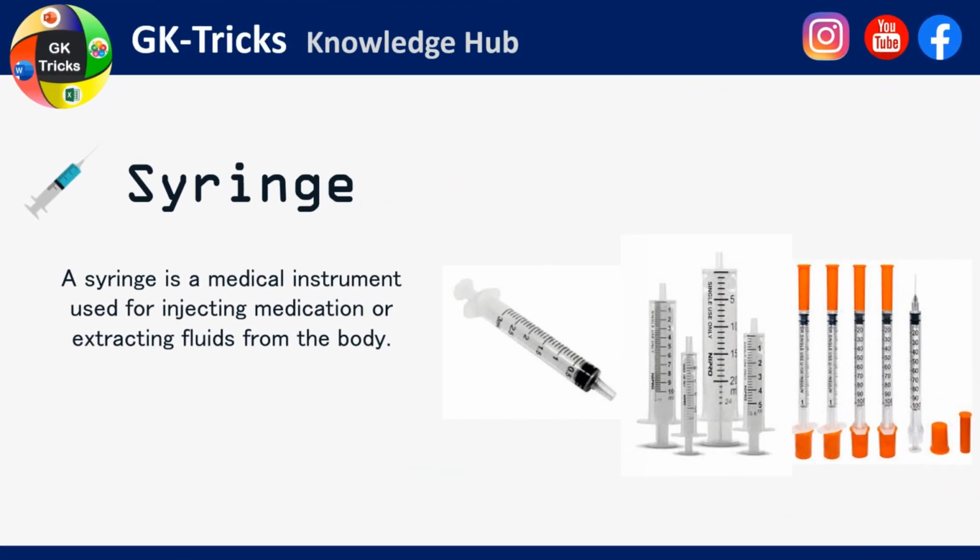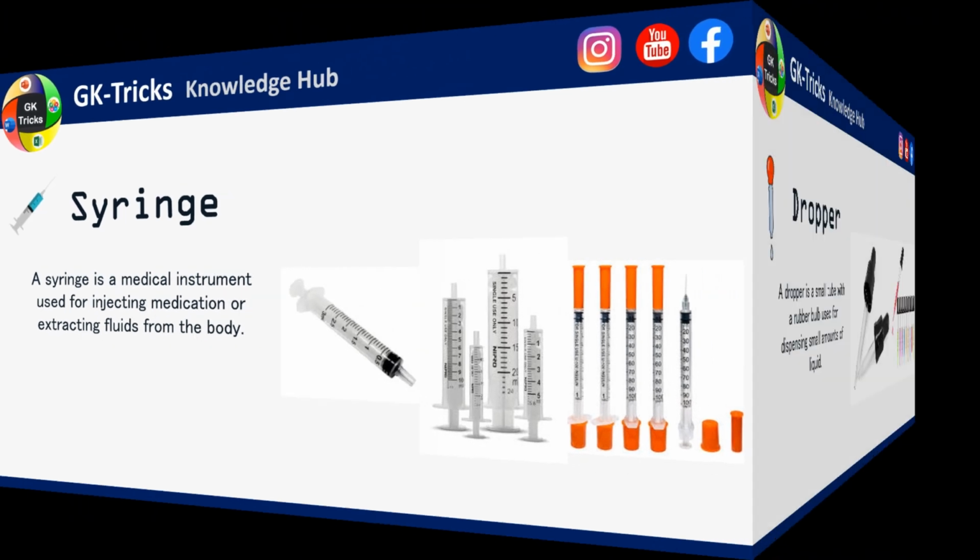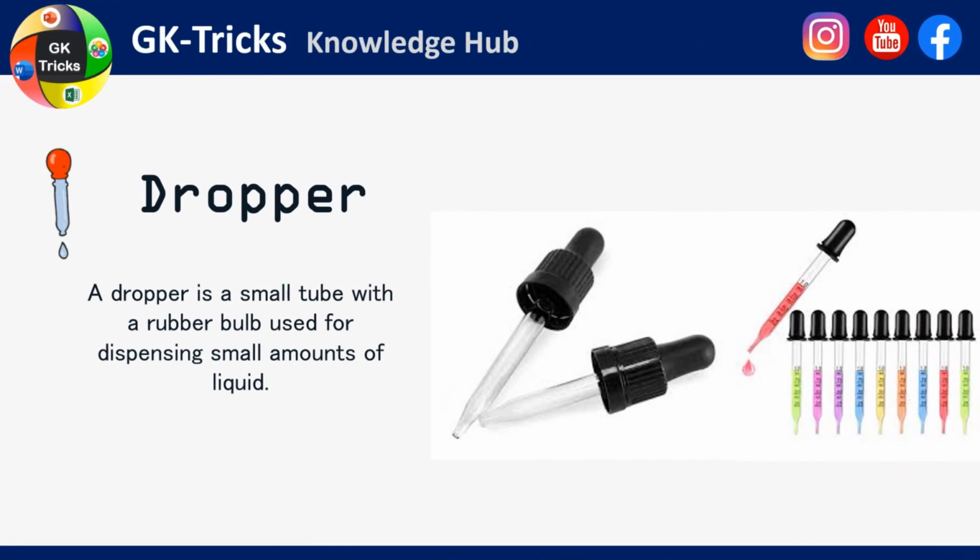Syringe. A syringe is a medical instrument used for injecting medication or extracting fluids from the body. Dropper. A dropper is a small tube with a rubber bulb used for dispensing small amounts of liquid.